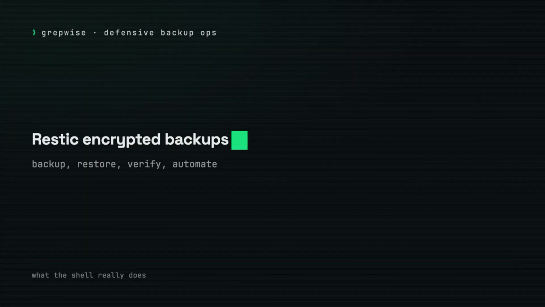Backups are only defensive if you can restore them. In this grepwise tutorial, we build a real restic workflow on a fresh Debian target. Encrypted repository, first backup, incremental backup, snapshot listing, restore test, integrity check, retention, and a system timer skeleton. Nothing here is simulated output. Every terminal scene runs real restic commands against real files.